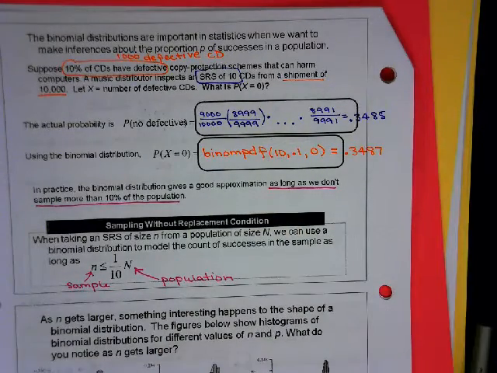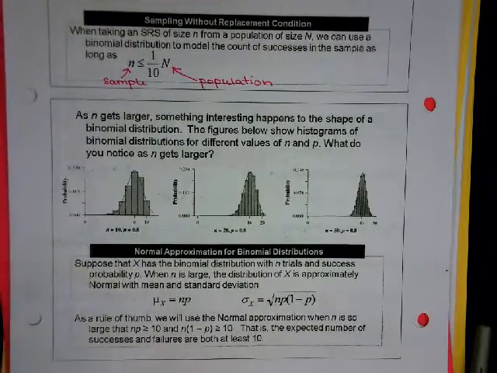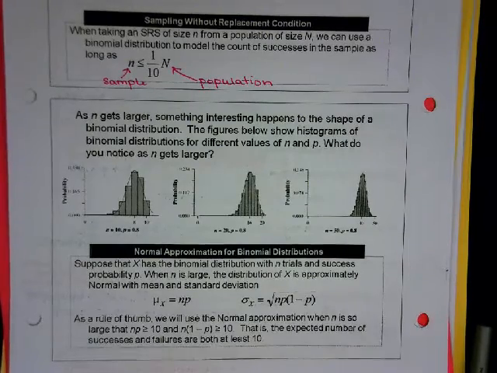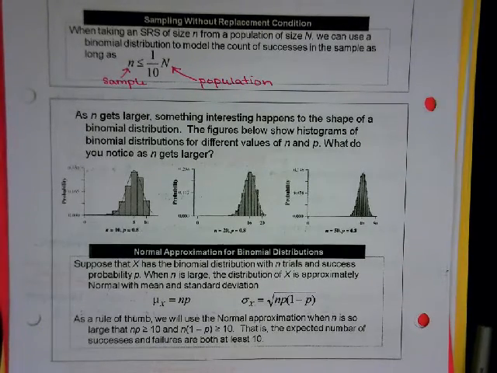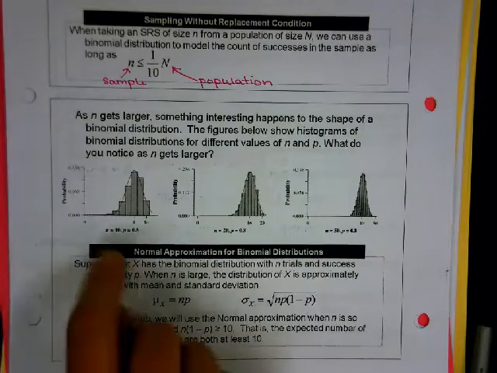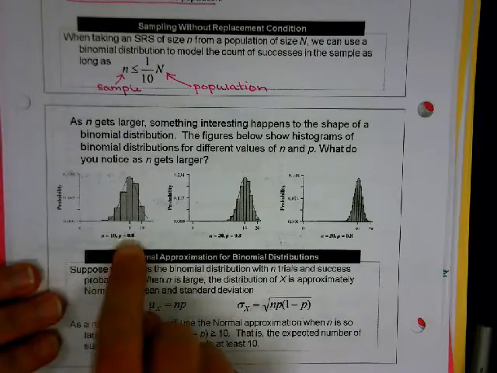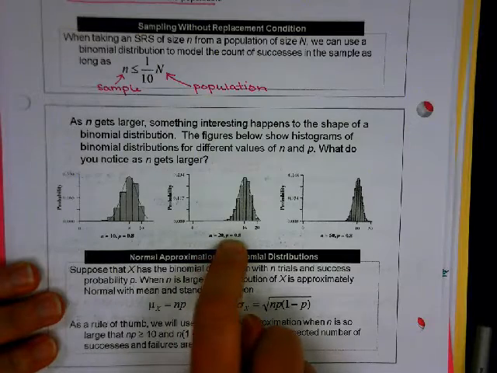So building on that, as little n, our sample size, gets larger, something interesting happens to the shape of a binomial distribution. The figures below show histograms of binomial distributions for different values of n and p. What do we notice as n gets bigger? Here, n is 10, p is 0.8. Here, n is 20, p is still 0.8. Here, n is 50, p is still 0.8. Notice that as n gets bigger, our distribution becomes more normal.